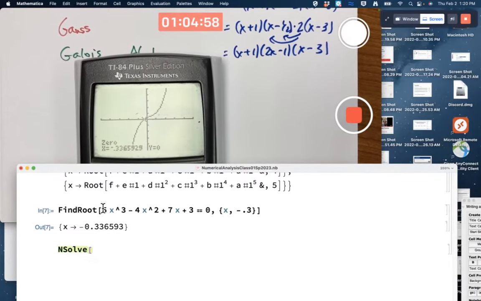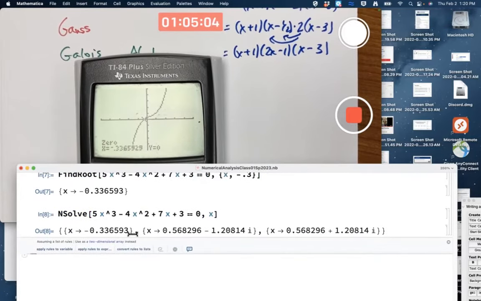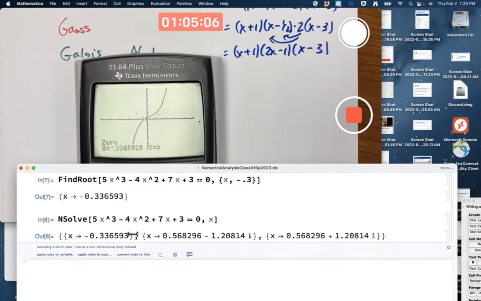NSolve should solve it as well, and you don't have to give it an initial guess. However, NSolve approximates all the solutions, including the complex number ones. In general, however, NSolve doesn't work for general equations because NSolve first tries to solve it symbolically and then approximates it, whereas FindRoot just approximates it.